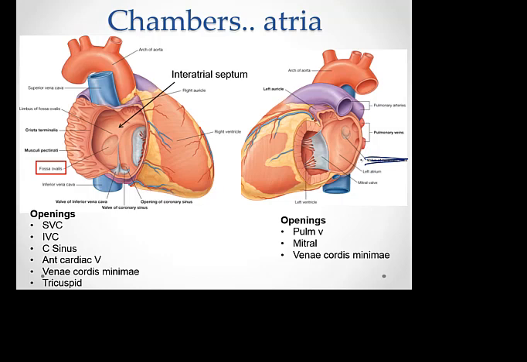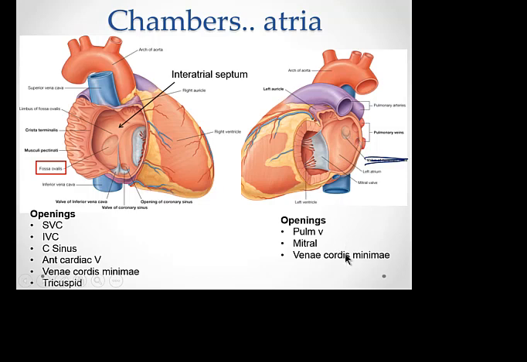So you can't see the fossa ovalis on this side. The fossa ovalis, the depression, is seen on the right side, the right atrium, not on the left side. The openings in the left atrium are four pulmonary veins, because there are two from each lung. So there are two pulmonary veins on this side, and what you can't see, there'll be two more, pulmonary veins opening into the left atrium.